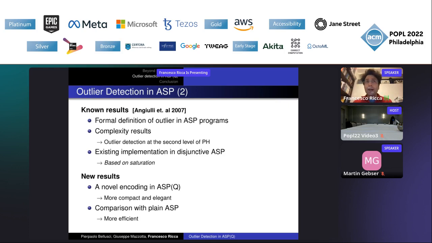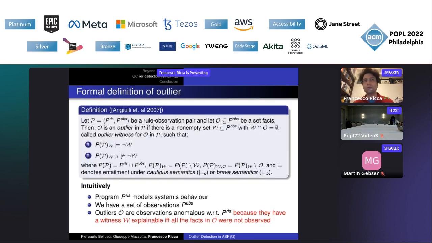So Angiulli et al. provided the formal definition of outlier in the ASP setting, provided complexity results and an implementation. What we did in our paper is a novel encoding using answer set programming with quantifiers, which is more compact and elegant, and also results in a more efficient solution. This is the definition of outlier. Instead of going into the technicalities, let's look at it from the intuitive perspective.